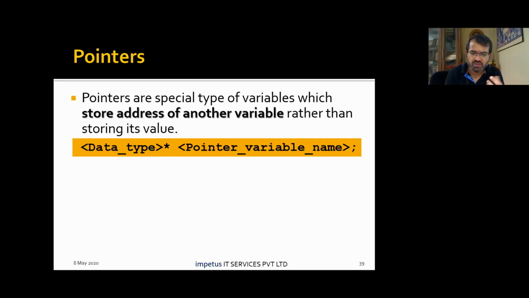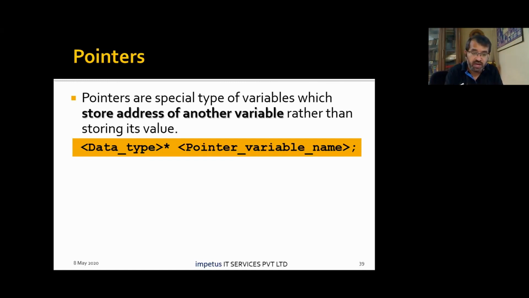All pointers are of the same size. All pointers are actually of the same type because they are all holding an address, and addresses do not have any type. So even if you look at the size of the pointer, char star ptr, int star ptr, double star ptr, all pointers will be of the same size. The size of the pointer is not going to vary because after all they store an address.